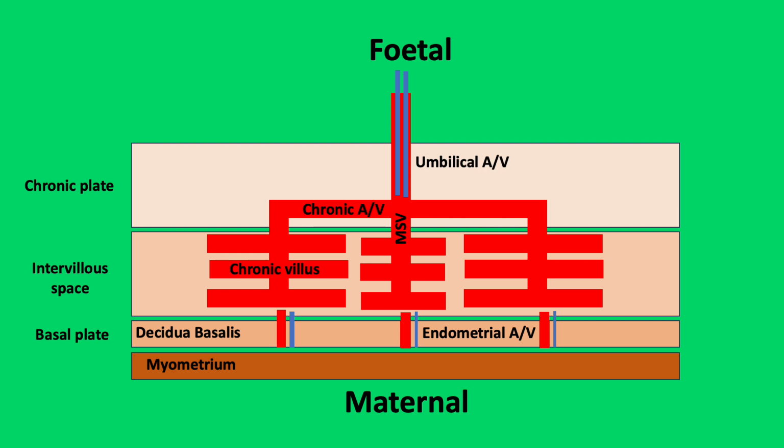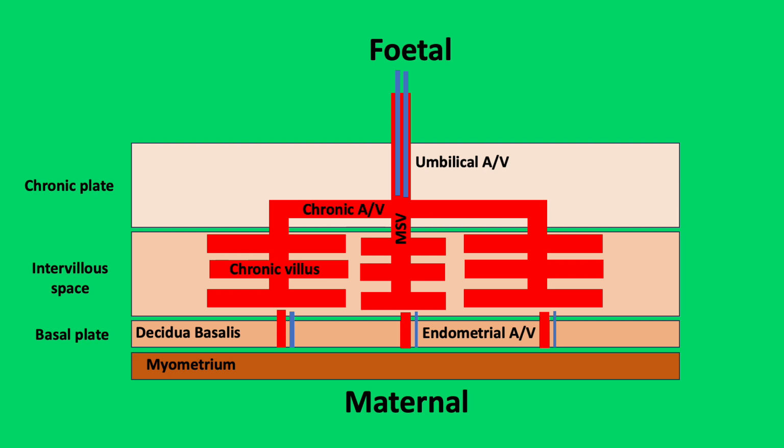Maternal vessels enter this space. These are known as the endometrial artery and vein, and due to the close proximity of these vessels, this allows exchange of products. The next layer is the basal plate, composed of the decidua basalis, connective tissue and maternal vessels. It is not accurately drawn here for simplicity, but it bulges into the intervillous spaces to increase the surface area for gas exchange and product exchange.